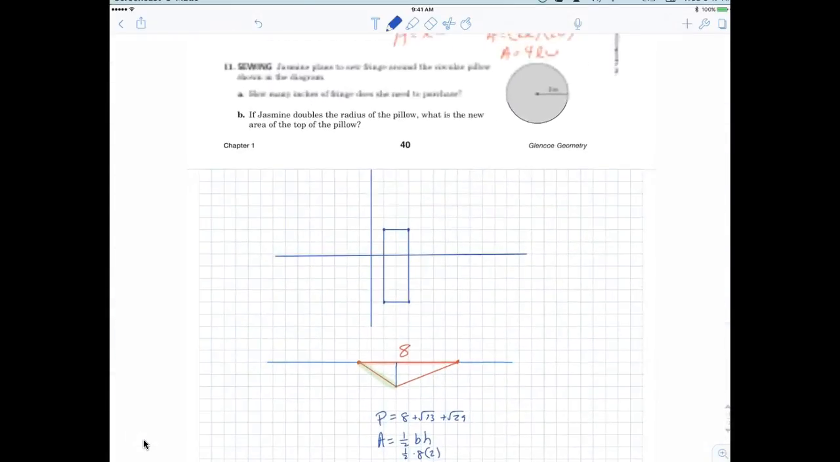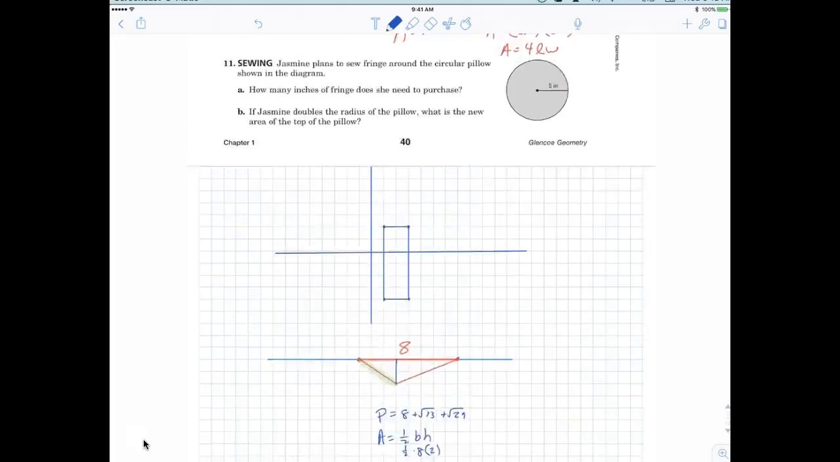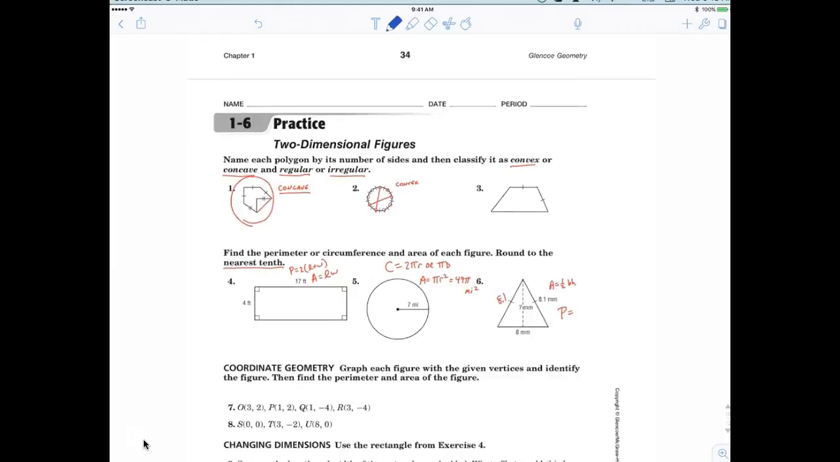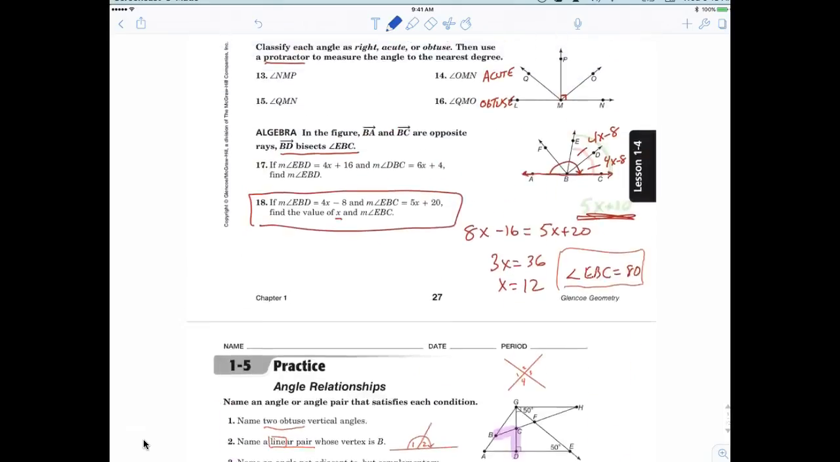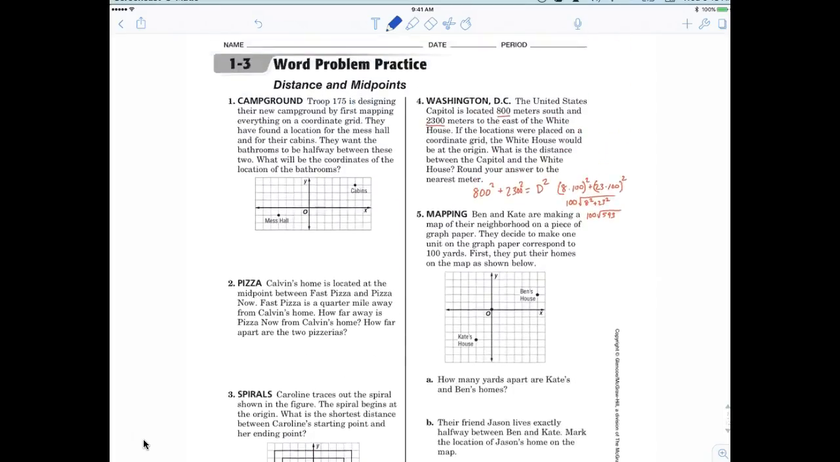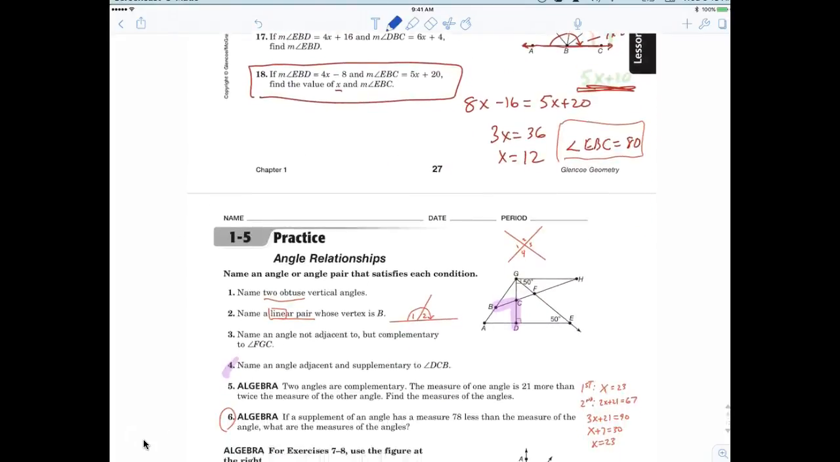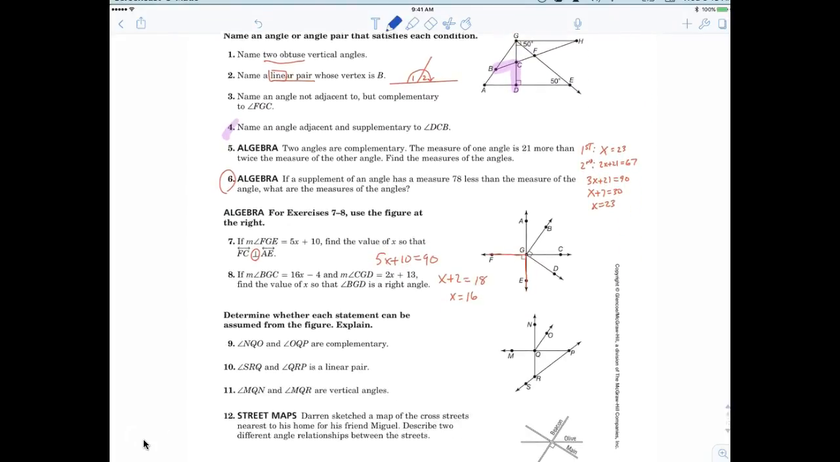All right, anybody else on that? Anybody else? Okay, easy one. Which one? Okay. On 1-5, it's number 12. All right, let's do number 12.